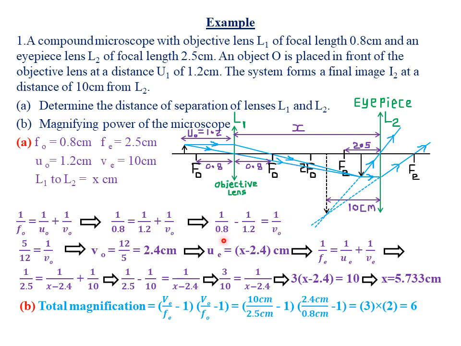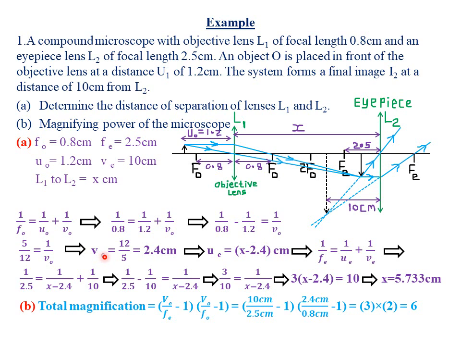So of course, if you take 1 over 0.8 minus 1 over 1.2, you just obtain 5 over 12, which is equal to 1 over v0. So if I do cross multiplication, I'll have v0 times 5 being equal to 12, which will just give me v0 being equal to 12 over 5. Or you can as well just take reciprocals on both sides. So you'll have v0 over 1, which is just v0, being equal to 12 over 5. So on simplification, 12 divided by 5, you'll obtain 2.4 centimeters. So this is the v0.